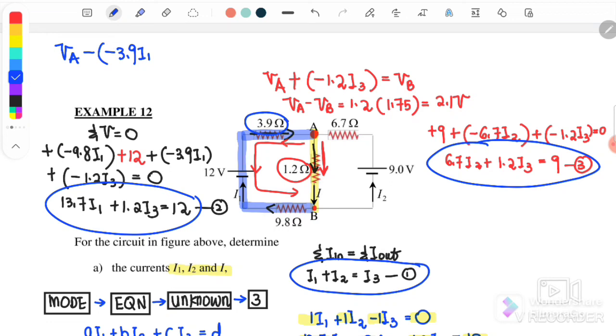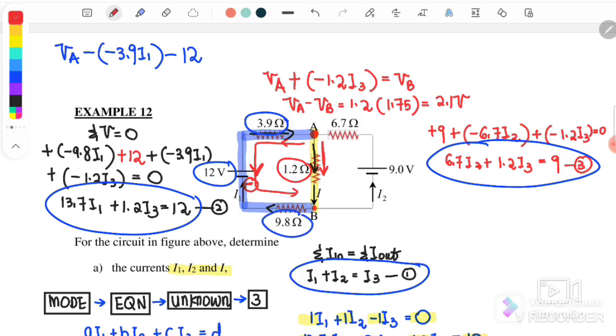Okay, and then we will continue to move and come to a battery. If you refer here, the direction of the loop is actually coming out from the negative terminal. So we substitute -12 volt because of the potential drop. And then we continue to move, and then we will pass through 9.8 ohm.